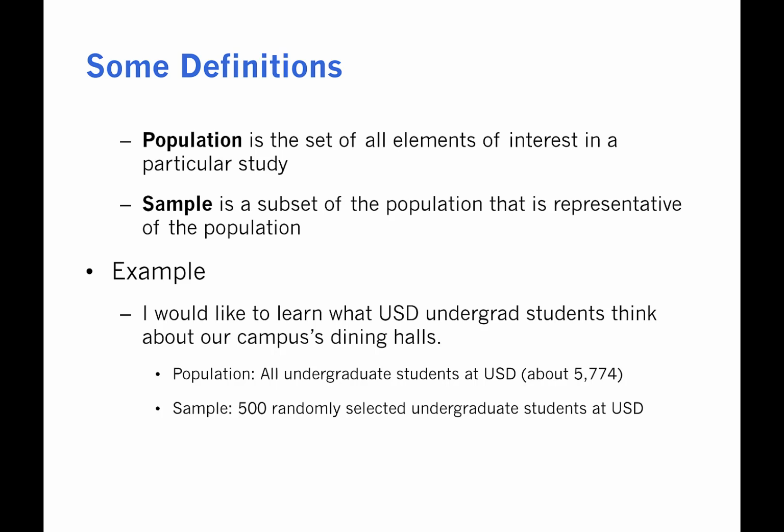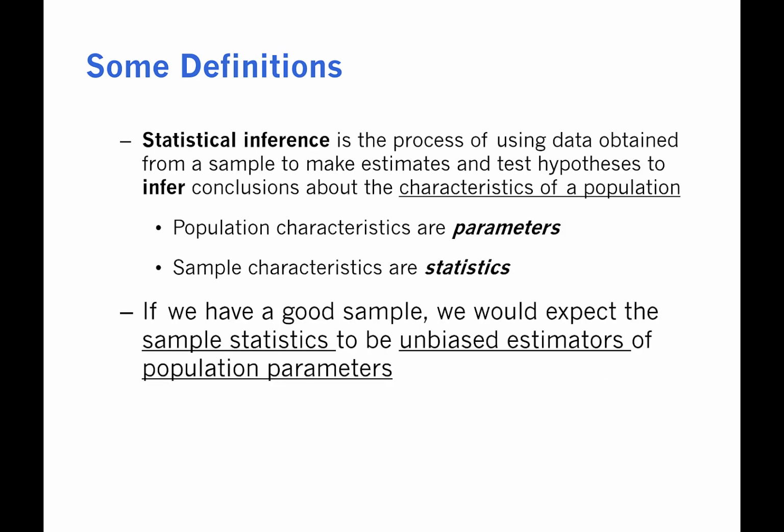Let me give you an example. I would like to learn what USD undergraduate students think about our campus's dining halls. So the population of this study is all undergraduate students at USD. There's about 5,700 students at USD. Then I take a sample of 500 undergraduate students at USD and I select my sample randomly. So my population is every single undergraduate student, which is 5,700, but my sample is a subset of that, which is the 500 randomly selected students.